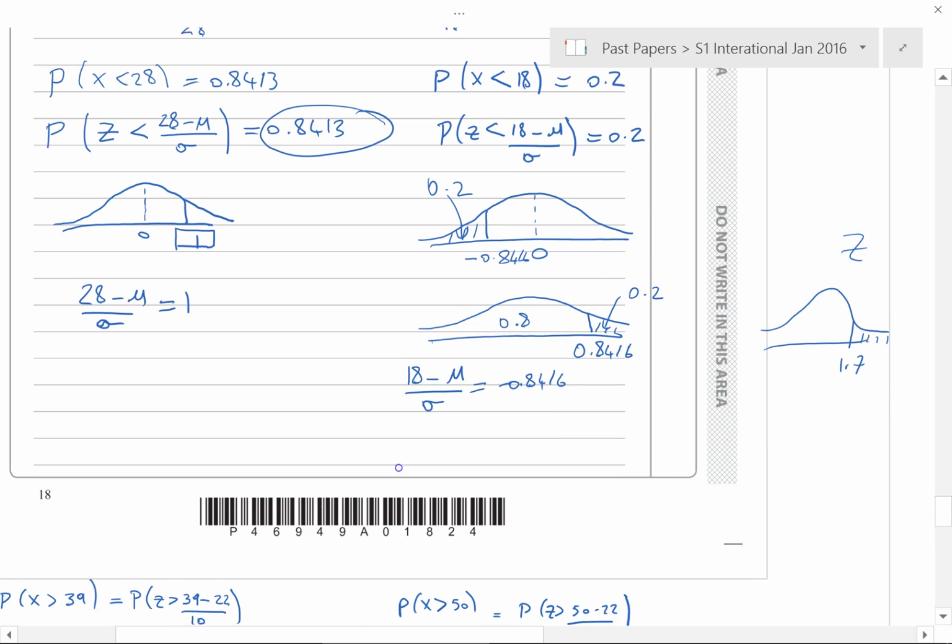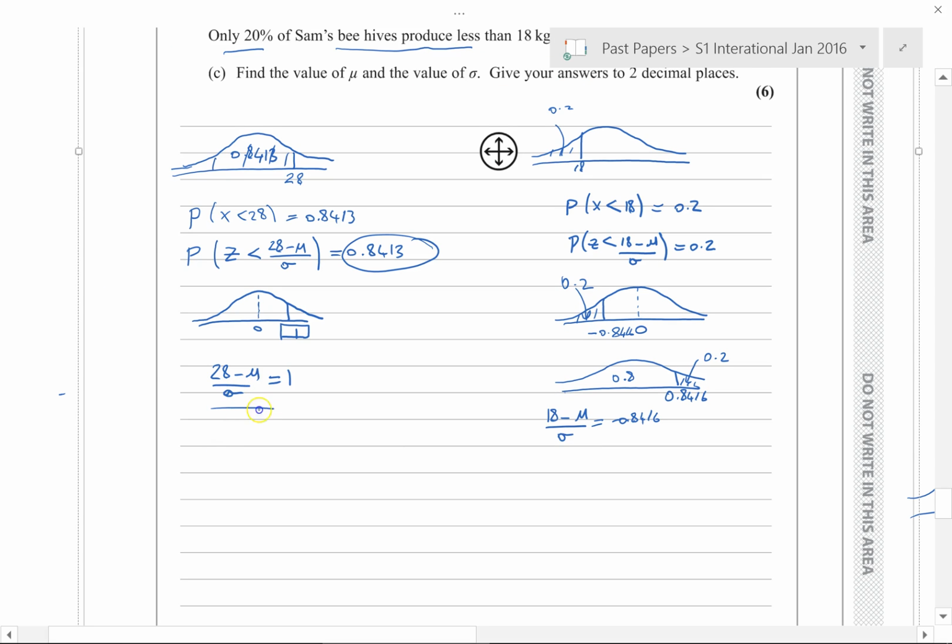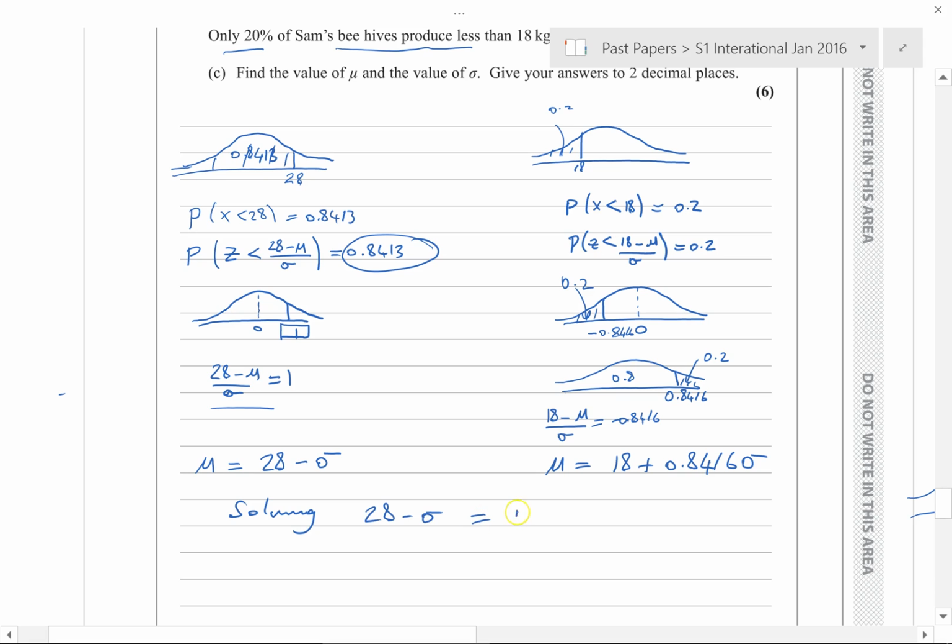So that gives us a simultaneous equation, okay, which I'm about to solve. So multiplying by sigma for this one and rearranging, we're going to get mu is equal to 28 minus sigma. And multiplying by sigma and then multiplying out from that one, we're going to get mu is equal to 18 plus 0.8416 sigma. So if we equate these two, so we're solving simultaneously now, we get 28 minus sigma is equal to 18 plus 0.8416 sigma.